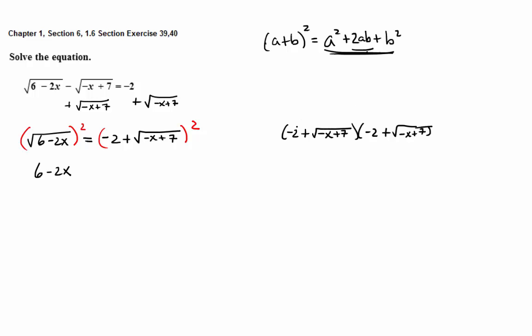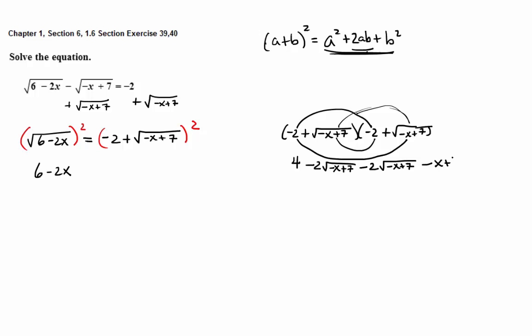Okay, how would we FOIL that out? We'd have first times first would be positive 4. Outer times outer would be negative 2 square root negative x plus 7. Inner times inner would also be negative 2 square root negative x plus 7. And last times last would be what? What happens when you multiply a square root times itself? Yes, good. The square root goes away. We just have negative x plus 7.